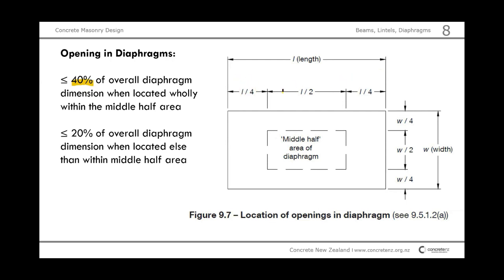So 10 meter, then this would be 4 meter, let's say, and this would be 4 meters. So the area is not 40 square meter, but 16 square meter. And if it's outside the middle, if it's somewhere here, maybe you have stairs going up and down here, then it would be actually just 20%. So 2 meter and 2 meter, that's actually just 4 square meter. But that's allowed. Otherwise, again, you would need an engineer to design for that diaphragm opening.